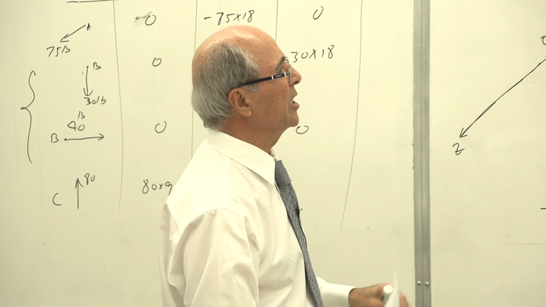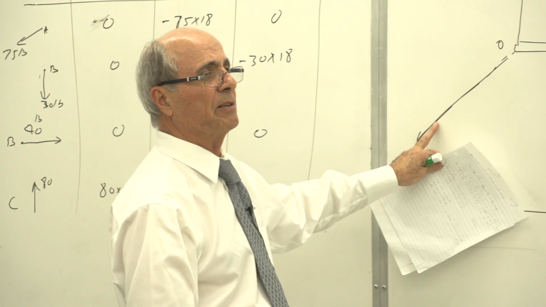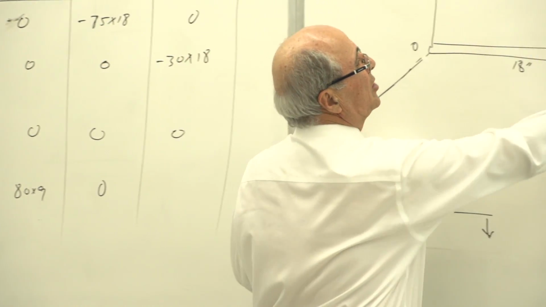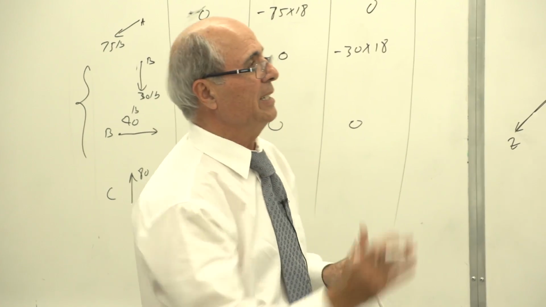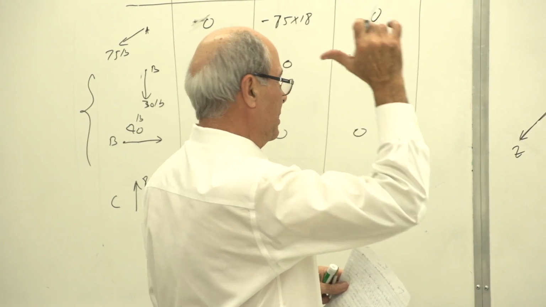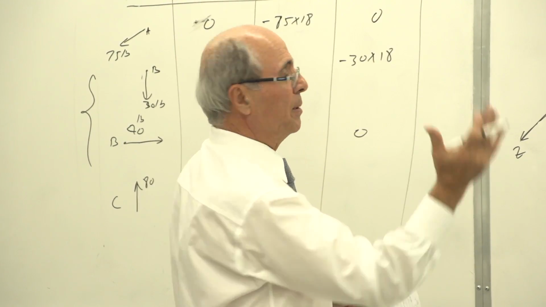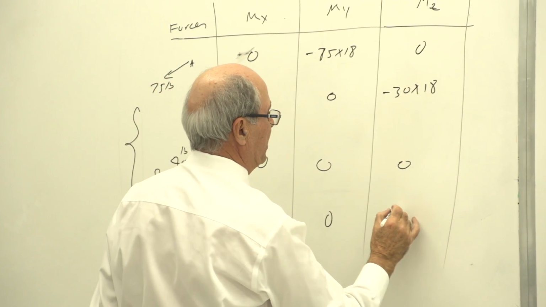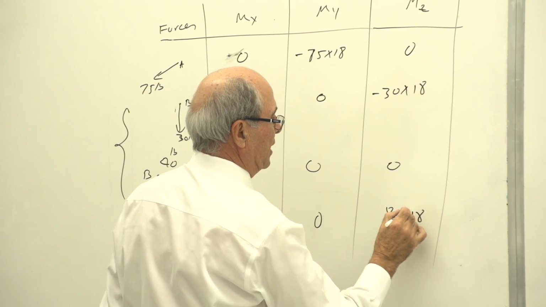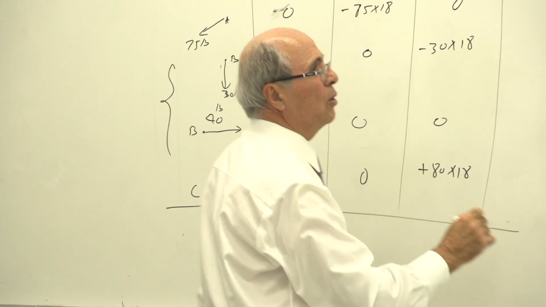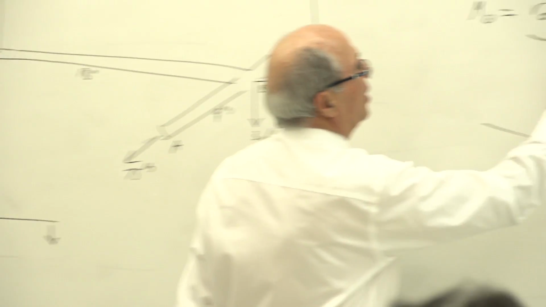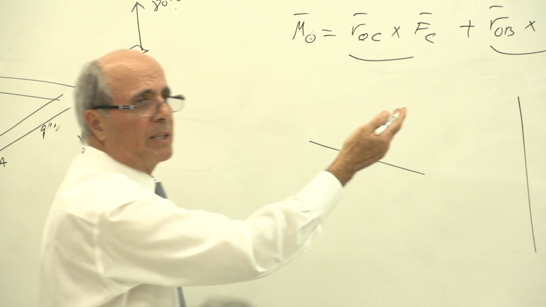And finally, does it create any moment about z-axis? Be careful. Yes. You see, the distance to z-axis is how much? The distance to the z-axis is 18, and it is going plus. Okay. So 80 times 18, and that's plus. And then this is the answer. And this last row is this cross product. There's nothing wrong with that.